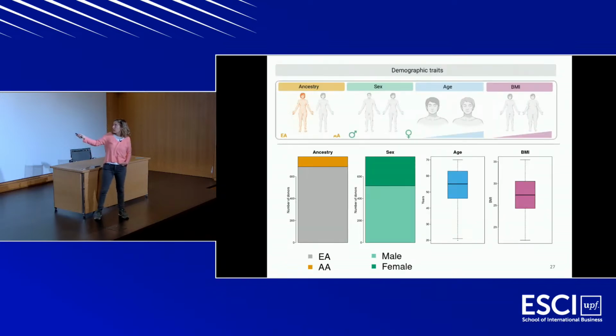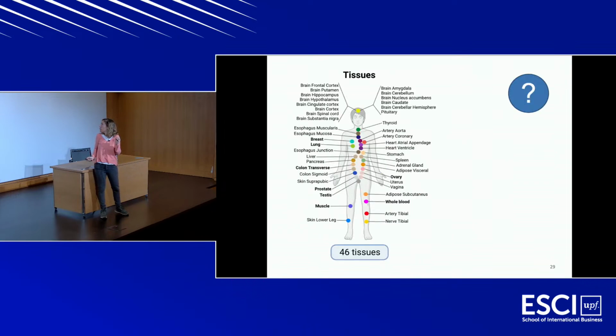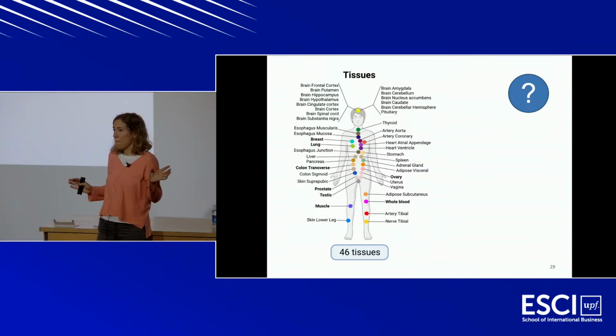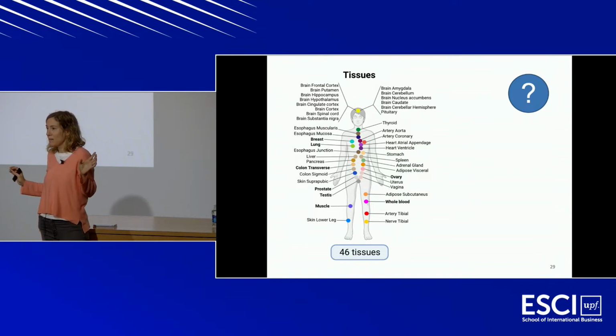This is the data that we had. So we had genetic ancestry from African Americans and European Americans, males and females, age going from 20 to 70, and BMI from 20 to 35, okay? And the first question that we asked is, from all of these tissues, which tissue do you guys think is going to be more different between males and females, in general? One of these tissues is going to be extremely different between males and females. Which one?